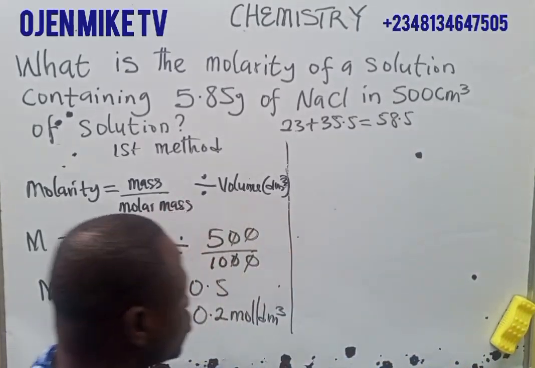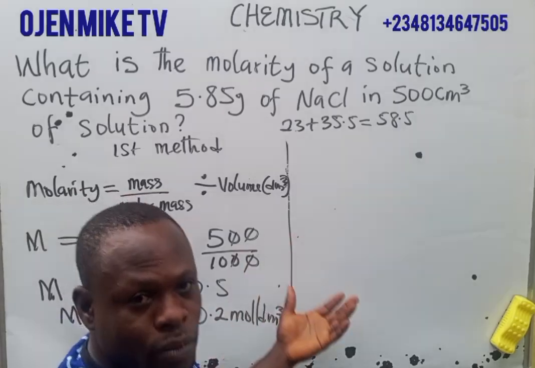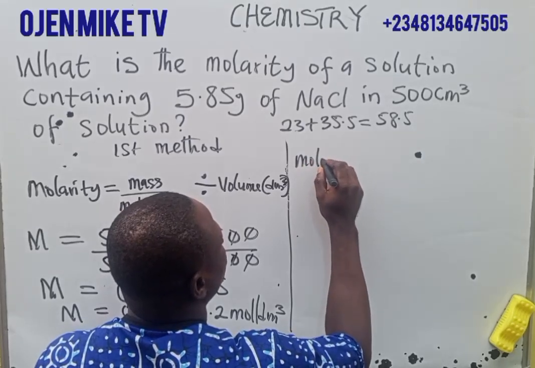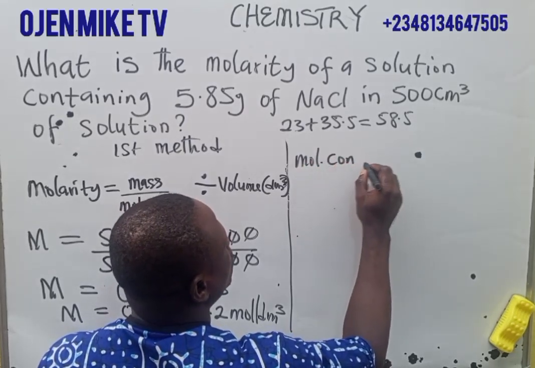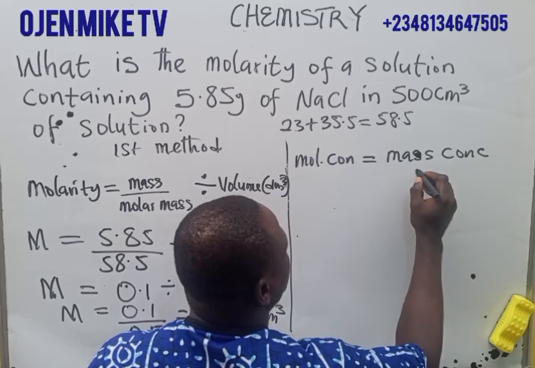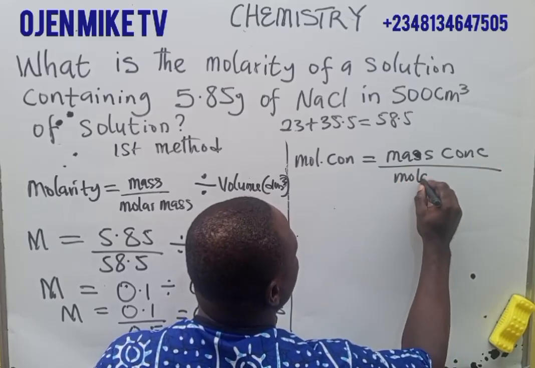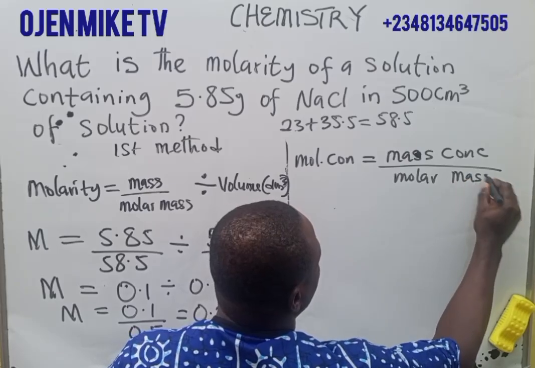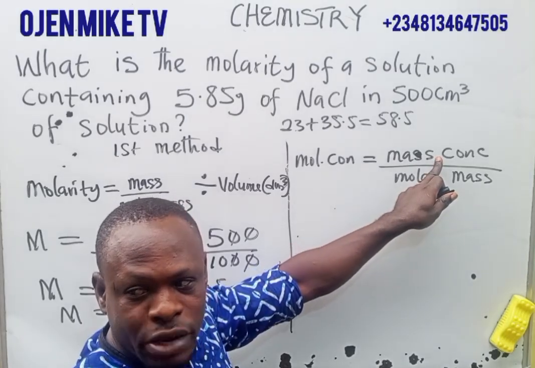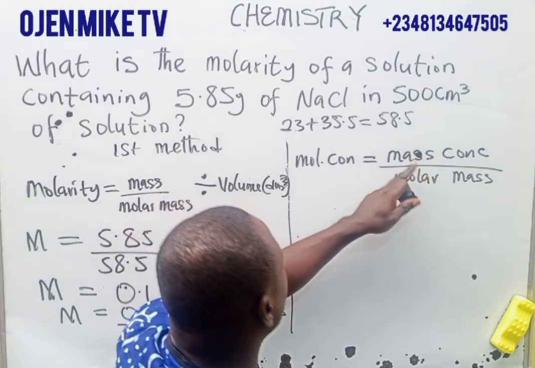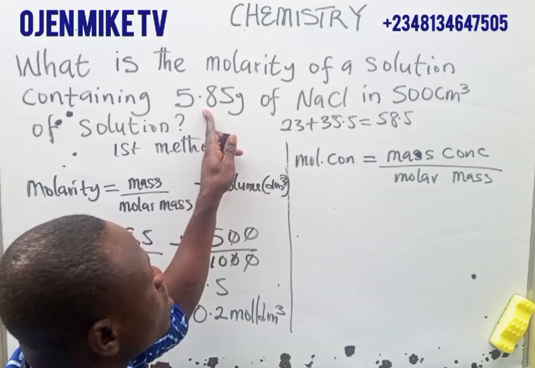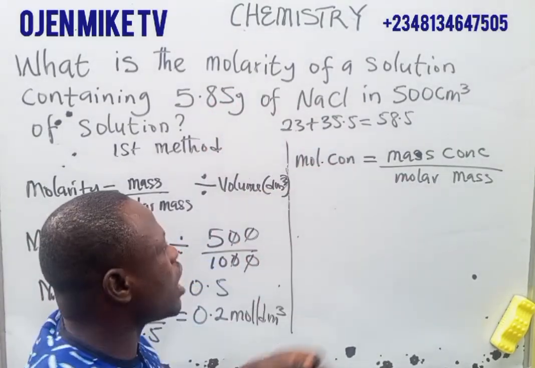The second method is the method normally used in titration. You say molar concentration is equal to mass concentration over molar mass. The mass concentration is always expressed in grams per dm cubed. Is that understood? The question is in grams, so we are going to convert these grams into grams per dm cubed. How do you do that?